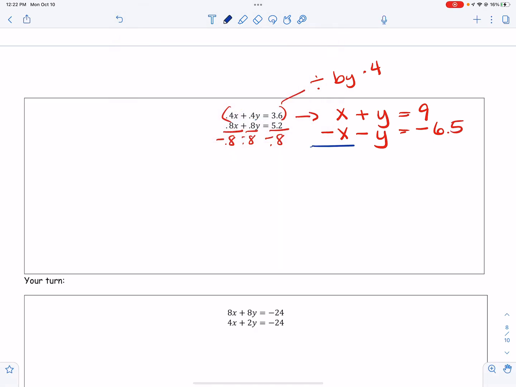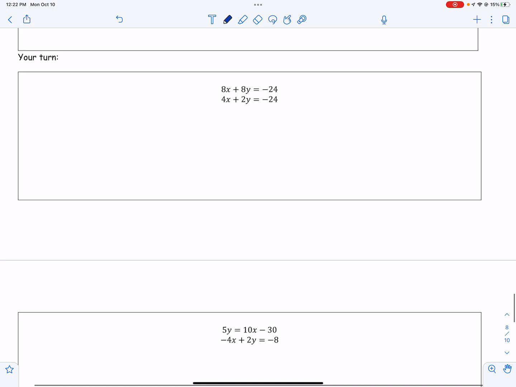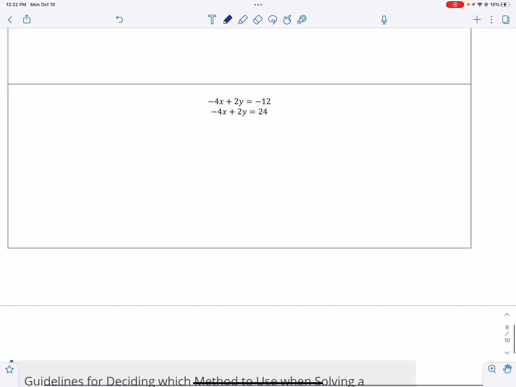And so when I add these two equations up, the x's cancel, the y's cancel, which gives me 0. And then I've got 9 minus 6.5, which is 2.5, and that is not true, so no solution. Okay? All right, let's see. Got a few more here.